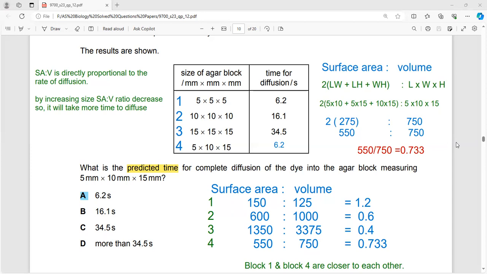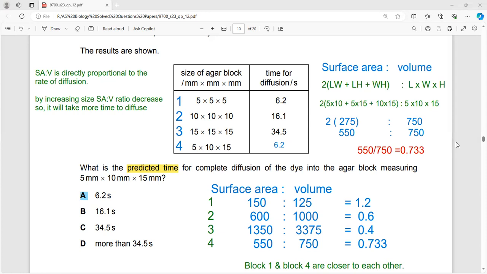So in this way, you can see that the surface area to volume ratio is decreasing. You can see the size is increasing from block number 1 to block number 2, and the surface area to volume ratio reduced from 1.2 to 0.6. Since this value is reduced, it is taking more time, like 16.1 seconds. In the same way, if you increase the size further, the surface area to volume ratio reduced to 0.4, and it's taking more time.